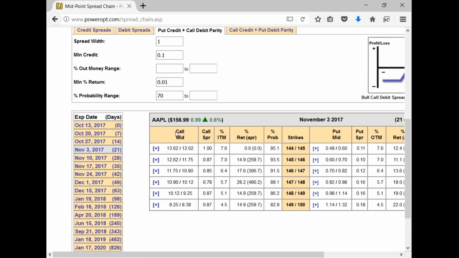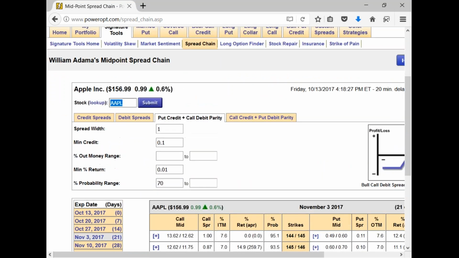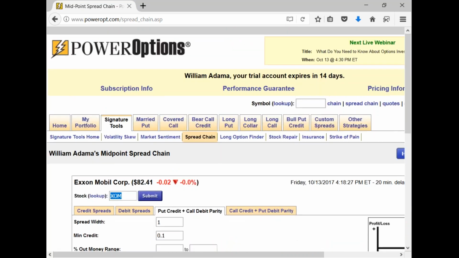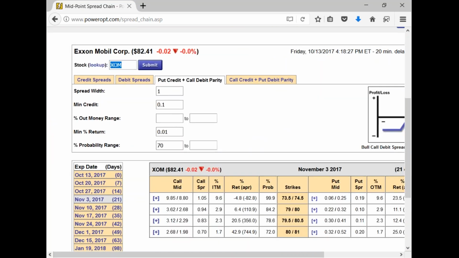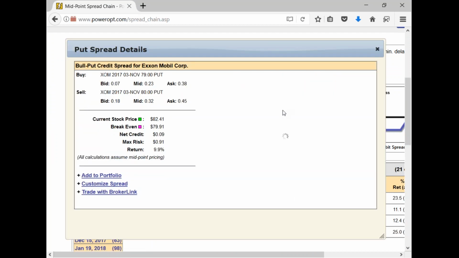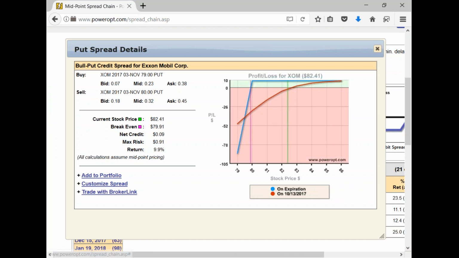So you can just do that, and then go to your expiration, and then just put in one stock at a time from here. And then you could go to XOM, for example, or we could go to any series, any stock we wanted to. But this would show you the information right here, and then you can see the profit and loss chart.